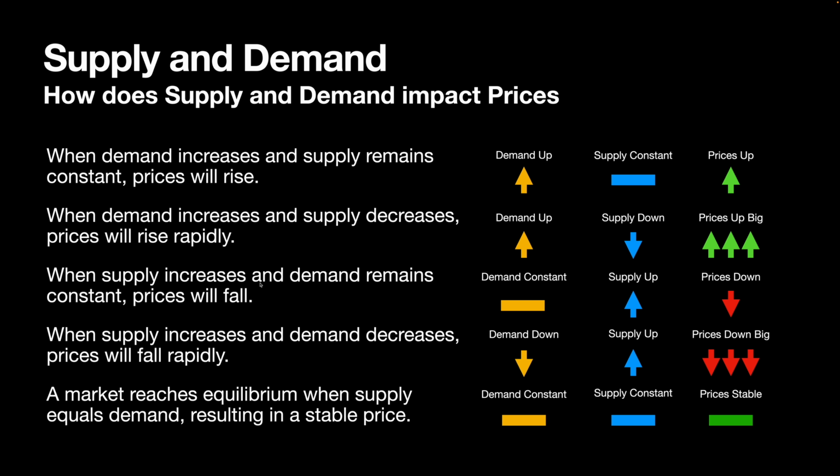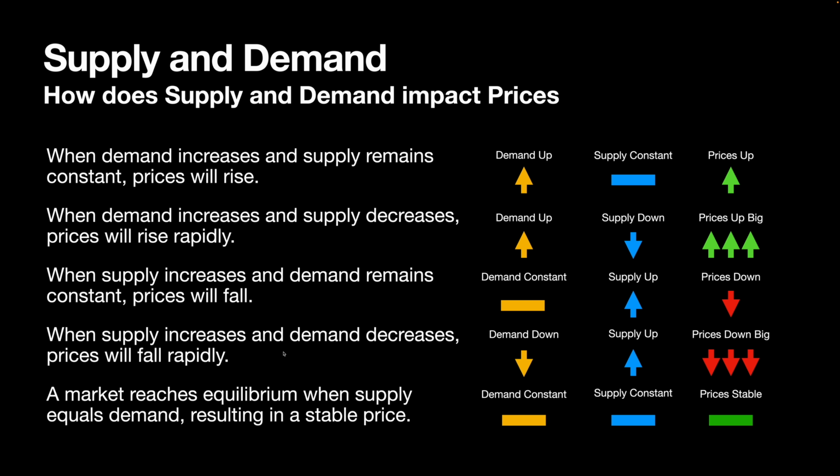So when supply increases and demand remains constant, prices will fall. Same number of people that want the thing, but you're making more of it, there's tons of availability. So eventually prices can start to fall. As people are willing to wait, that's when you get the discounts, right? The coupons and the whatnots of the world.